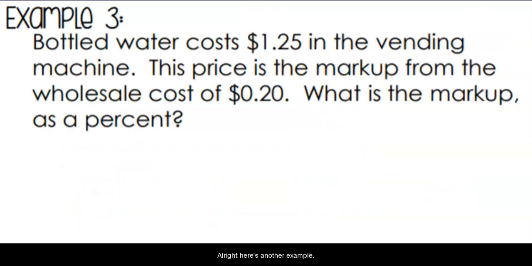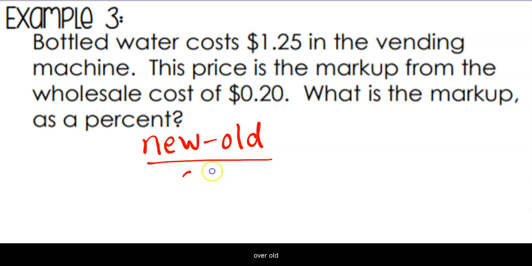All right, here is another example. Bottled water costs $1.25 in the vending machine. This price is the markup from the wholesale cost of 20 cents. What is the markup as a percent? So we're going to apply that same formula. New minus old over old. And then whatever we get, we're going to multiply it by 100 to get our percentage.